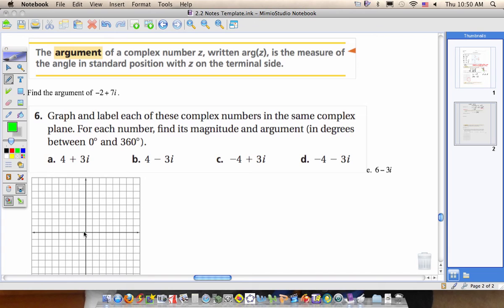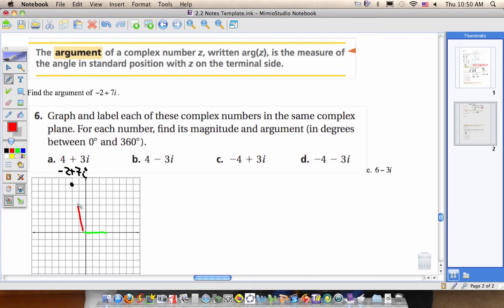Argument, you want to think angle. How many degrees do you have to turn from the positive x-axis to get to your number? So if we're looking at the argument of -2 plus 7i, first thing I would do is plot -2 plus 7i, so -2, 1, 2, 3, 4, 5, 6. So here's -2 plus 7i. Okay, that's a point.